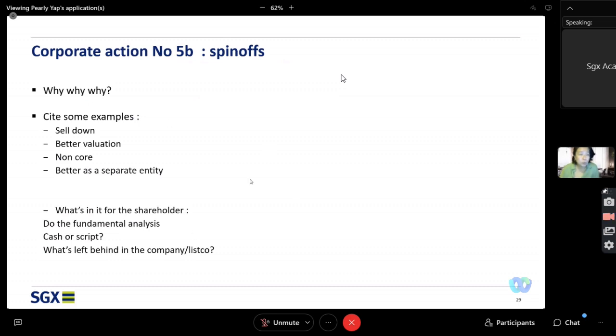Okay, spin-offs. I won't go through this. It doesn't happen so often. I think recently there's one case, one of the companies in Singapore is doing some spin-off. So why do they do a spin-off? Sell down, better valuation, non-core, better as a separate entity. I mean, there are many, many reasons, and they're going to cite all these reasons.